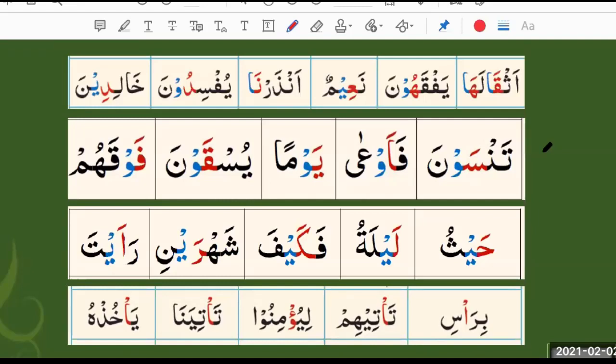Yawman. Yuskawna. Fawqahum. Haythu. Laylatu. Fakaifa. Shahraini. What is the noon bearing kasra? Shahraini. Ra'aita. Birasi.